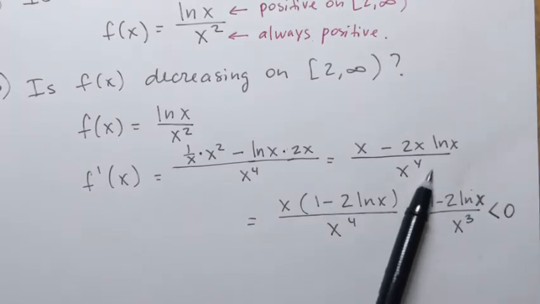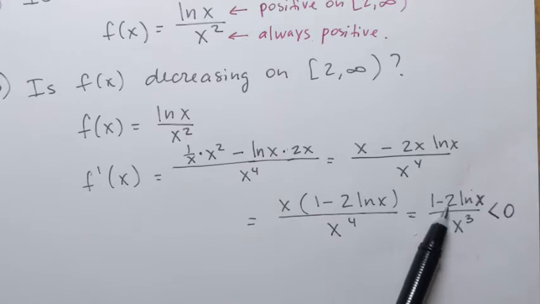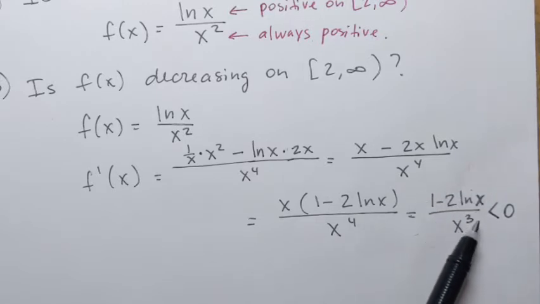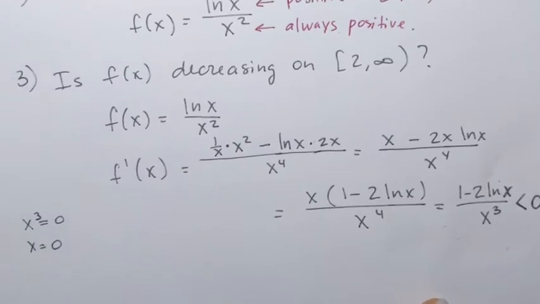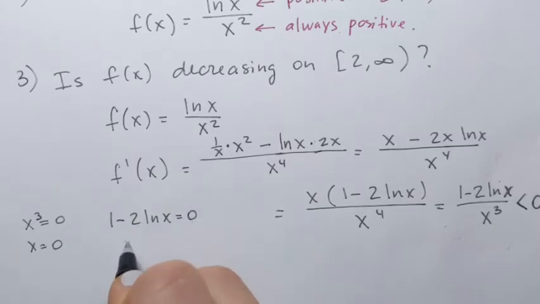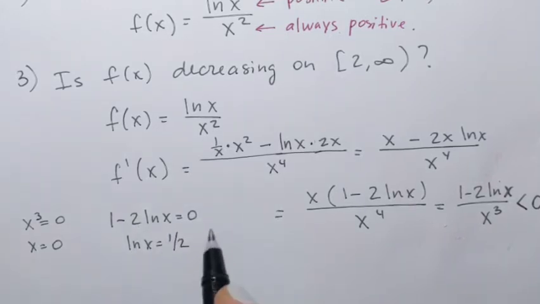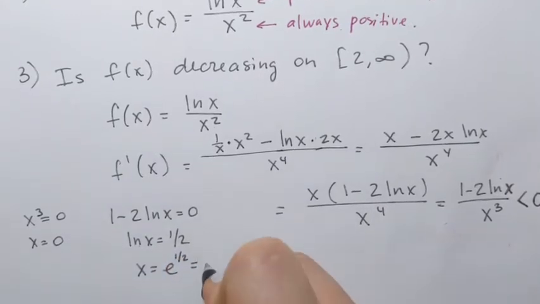So let me remind you how we solve this kind of inequalities. To solve them, we want to find critical values. In other words, we want to set the numerator equal to 0 and the denominator equal to 0. If I set the denominator equal to 0, I get x equals 0, right? That's one critical value. And if I set the numerator equal to 0, I'll get ln of x equals 1/2. And then from here, x equals e to the power 1/2, which is approximately 1.6.